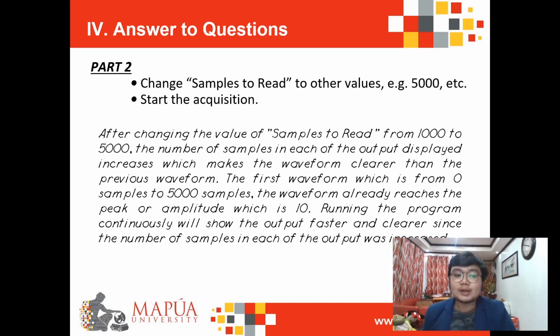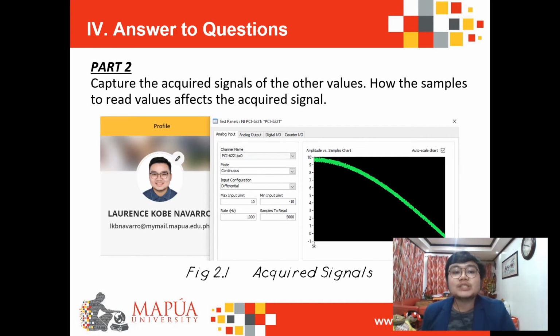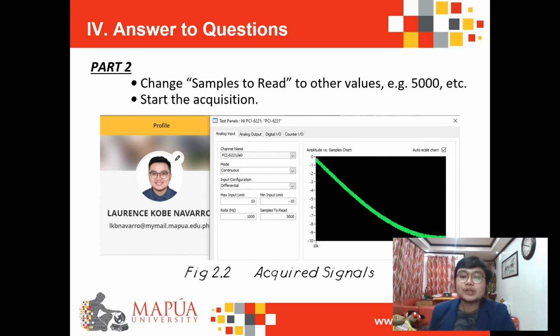So running the program continuously will show the output faster and clearer since the number of samples in each of the output was increased. Question 2 is to capture the acquired signals of the other values. How the samples to read values affects the acquired signal. So figure 2.1 shows the first acquired signal, and figure 2.2 shows the second acquired signal.